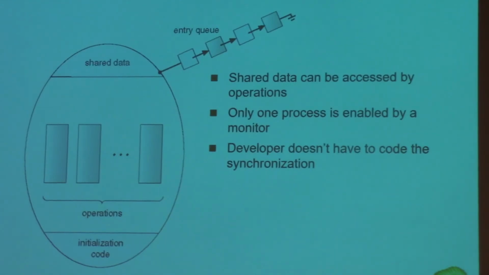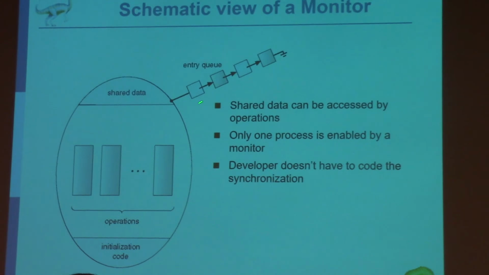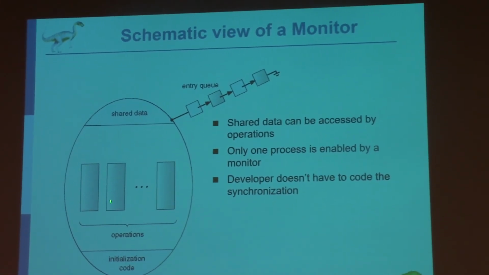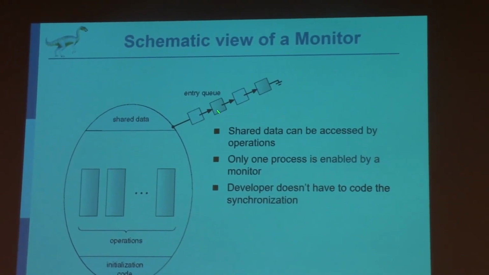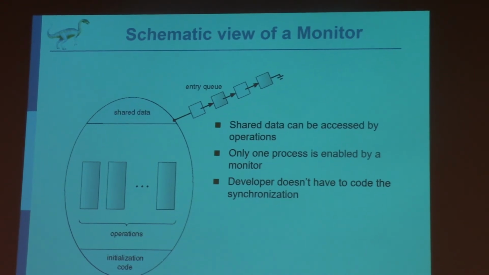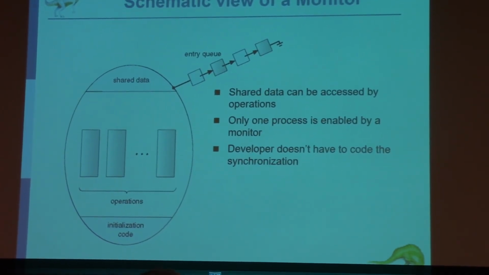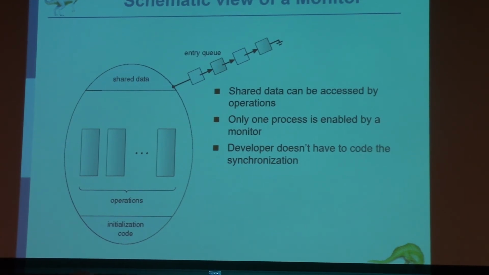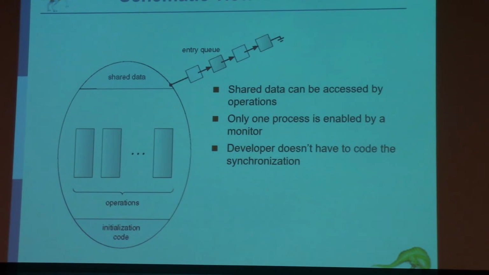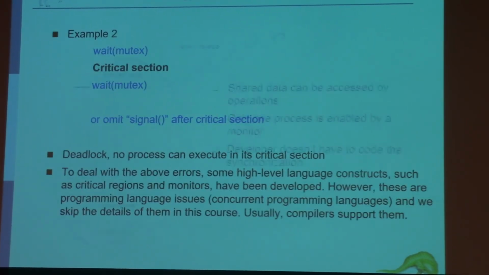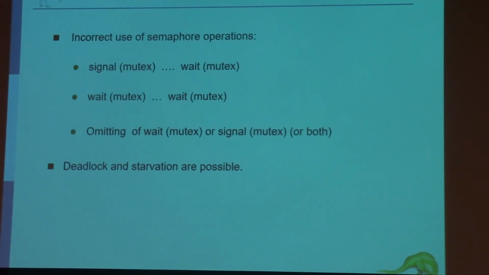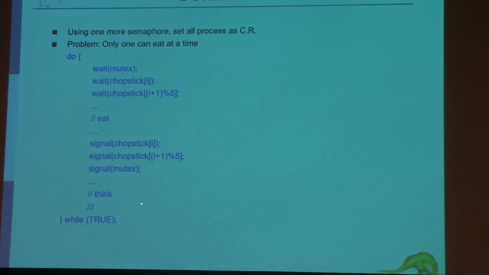Okay, so in the diagram, like the entry queue. This manages not only the shared data and the operation, but it also manages the number of processes who are waiting. Then whether that process has a problem, like checking the condition. All of these are managed by the monitor. So you don't have to worry about the entry section and exit section.